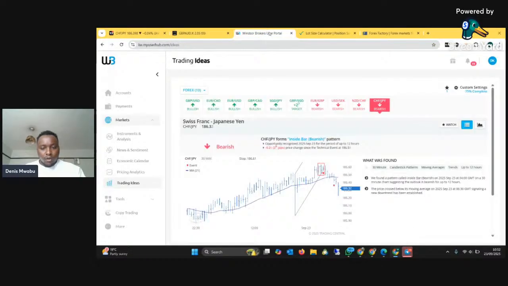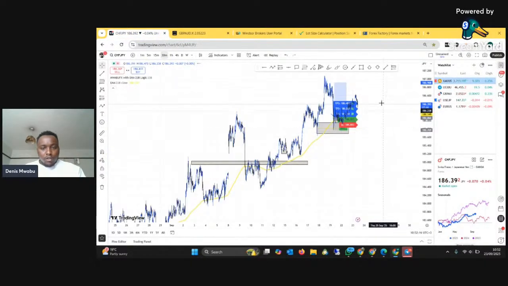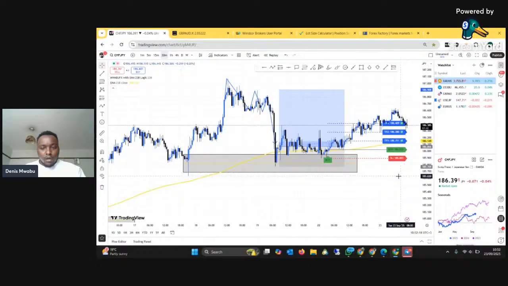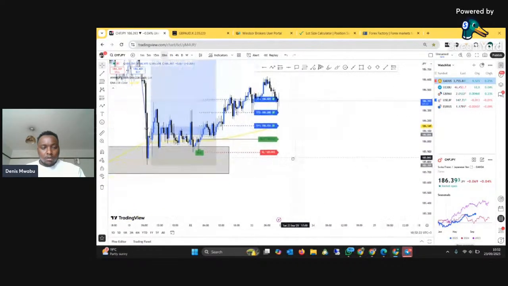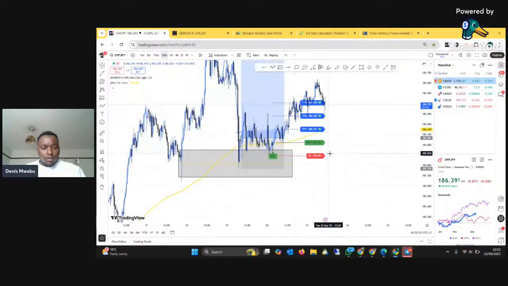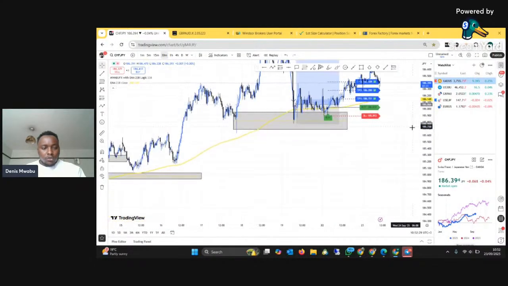CHF JPY. We have an inside bar in the 30 minutes time frame. Let's see CHF JPY, has our BMM confirmed? No, our BMM has not yet confirmed if it's a sell, so no.